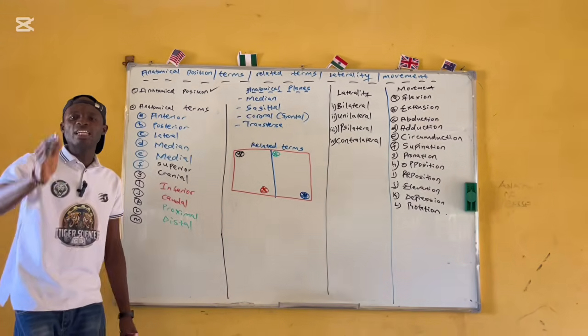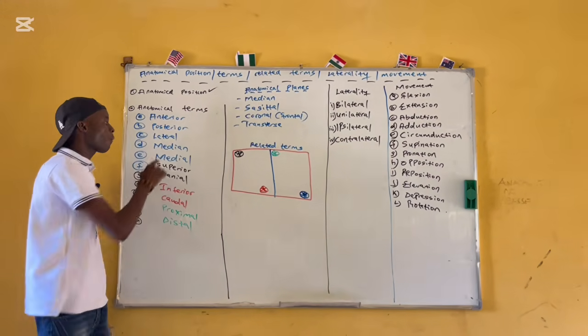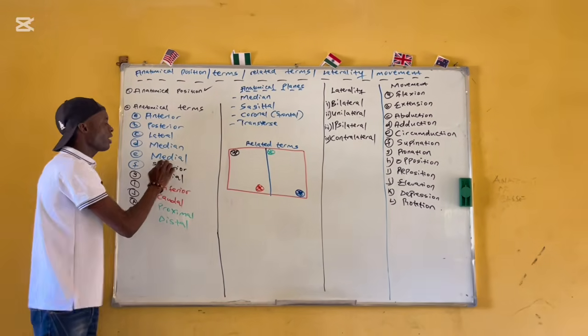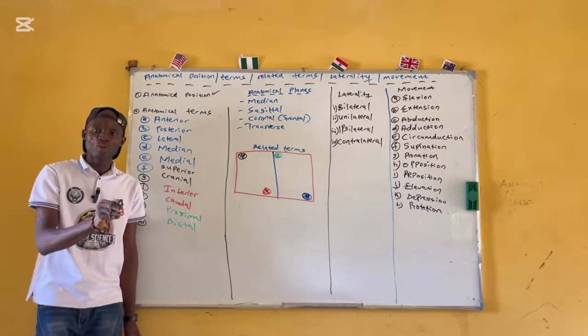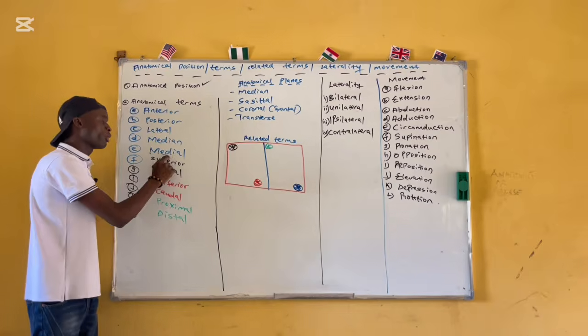Median plane is at the middle. It divides a structure into two equal halves. That's what they call median. When you say median, something is in the middle. When you say medial, something is closer to the middle. That's what they call medial. When something is closer to the middle, they say it's medial.